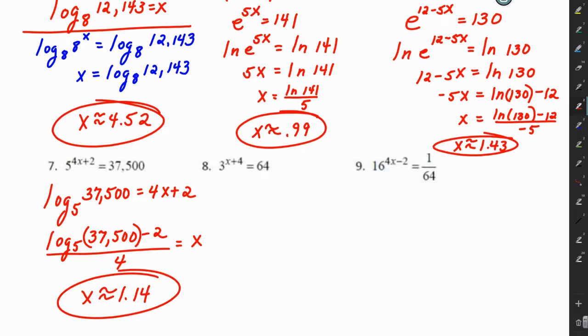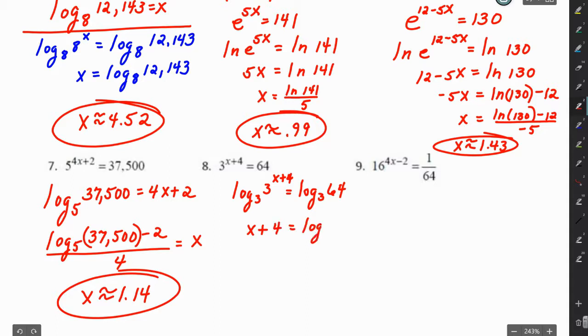Okay, the next one, I think for fun, I'll take log base 3 of both sides. That x plus 4 can come down in front. Log base 3 of 3 is just 1. So final answer, log base 3 of 64 minus 4. So x is approximately negative 0.21.